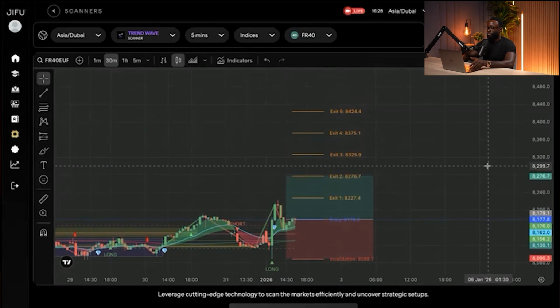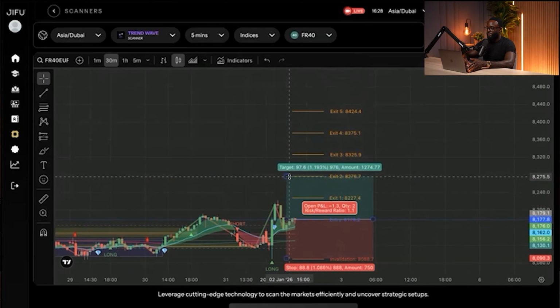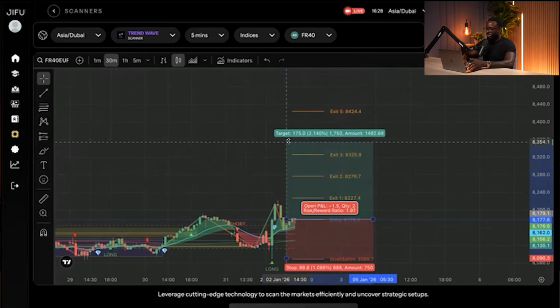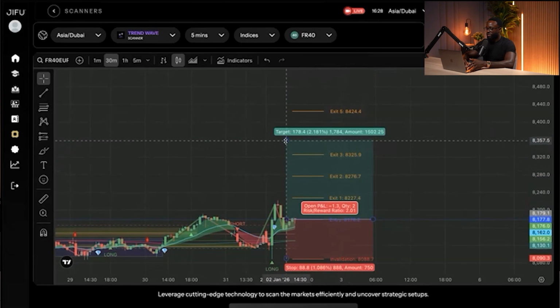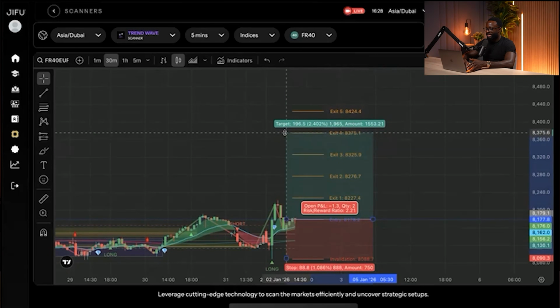Now, for those that are a little bit more experienced, you can go for a higher risk to reward. I typically go for a 1 to 2. So in my situation, I'll be going for between exit 3 and 4. So if we round this up to the nearest exit, that's a 1 to 2.2. That means if I'm risking $10, I'm going to make $20. If I'm risking $50, I'm going to make $100. And if I'm risking $1,000, I'm going to make $2,000.